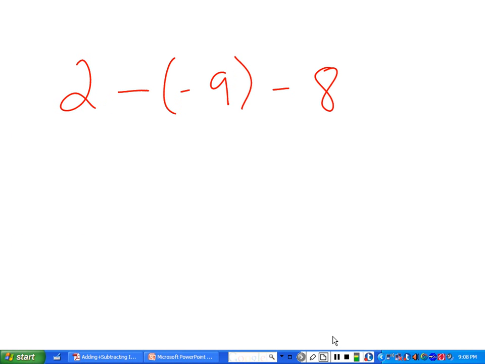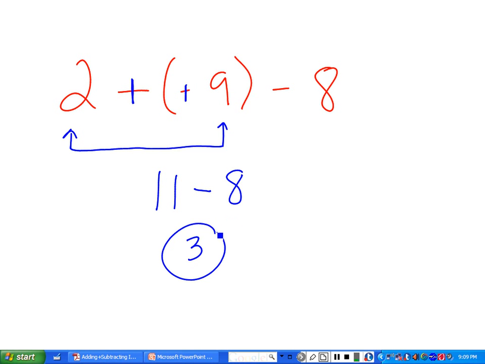Okay, so order of operations, let's work from left to right. So let's just work with 2 minus a negative 9. So we're going to change that minus sign to a plus sign and change negative 9 to a positive 9. What do we get? We have 2 plus 9. So 2 plus 9 is 11. We're going to bring down the minus 8. What is 11 minus 8? Is 3. So the answer is 3.